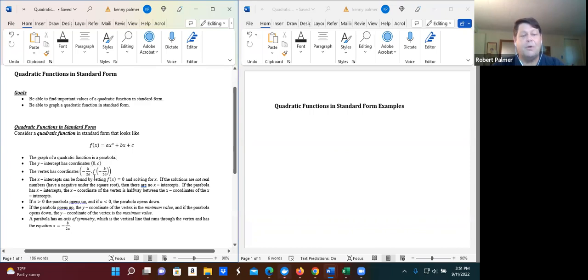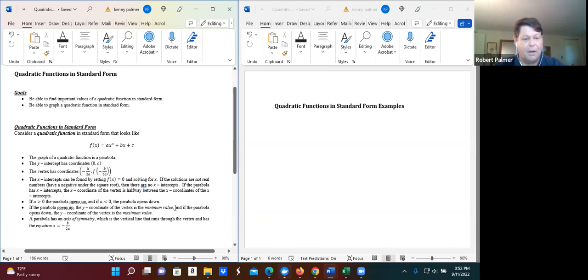The vertex is harder to find than it is in the vertex form. Basically, you have a small formula. So the x-coordinate is given by this formula, negative b over 2a. Once again, it has this a and b, as you see. The b is the coefficient from the single variable term, and the a is the coefficient from the squared variable. And then once you find that x-coordinate, you plug that in to find the y-coordinate of your vertex.